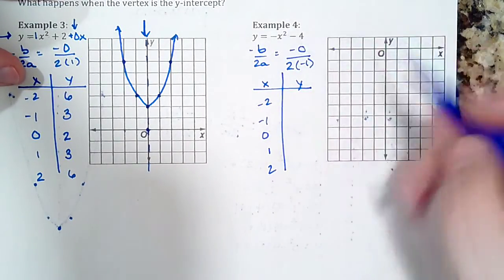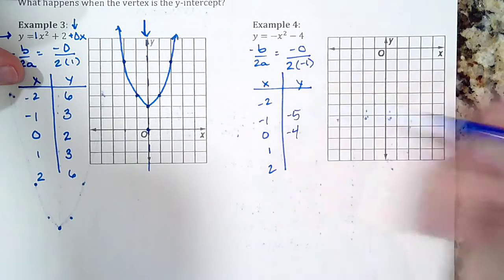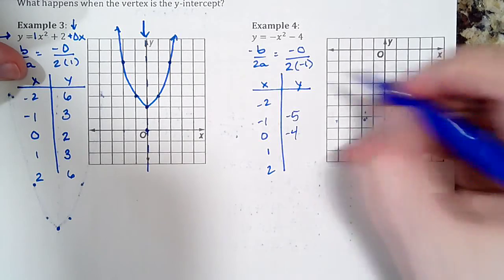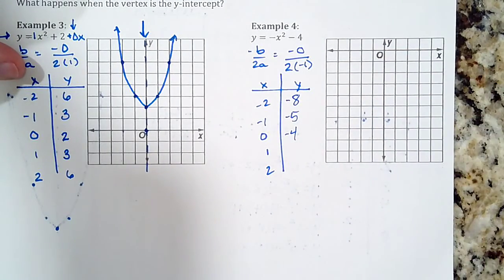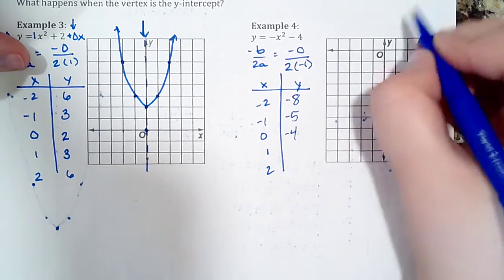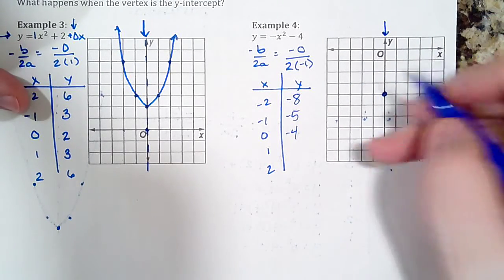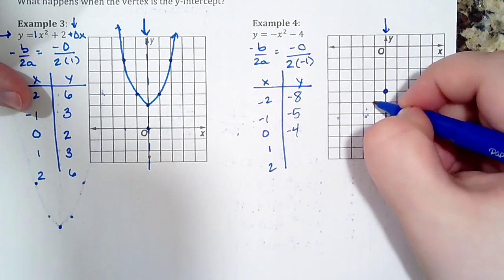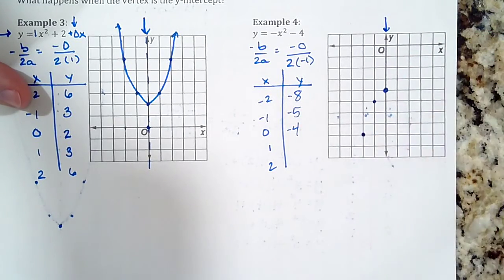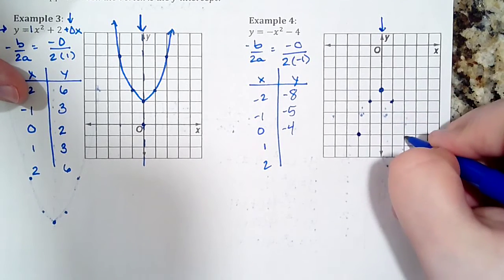When I plug in 0, I get -4. When I plug in -1, I get -5. When I plug in -2, I get -8. So let's go over and put that on the graph. I go to 0, -4, that's my vertex, meaning that the y-axis is my axis of symmetry, just as it was in the last problem. And then I go to -1, -5, -2, -8. All right, I'm going to do a little prediction and say that it's mirrored over the axis of symmetry.